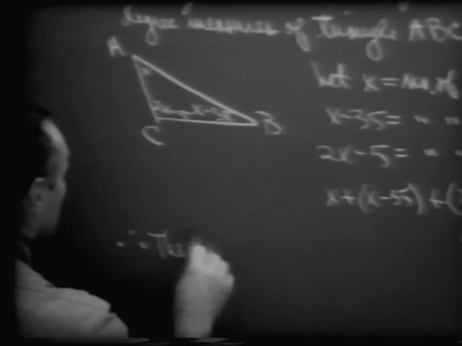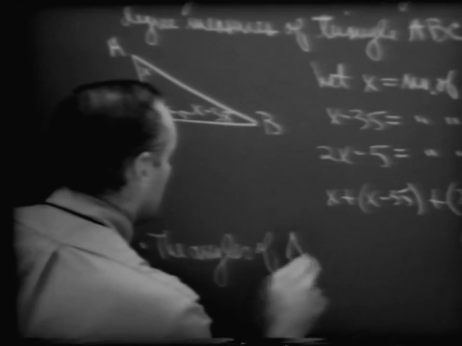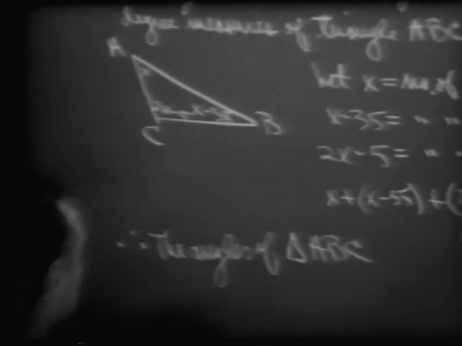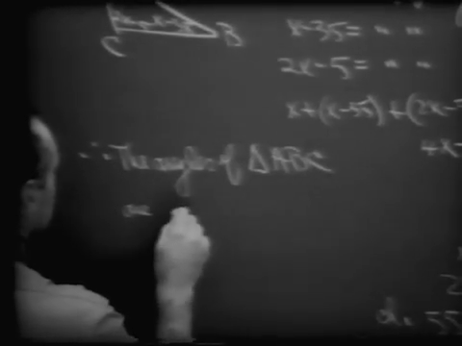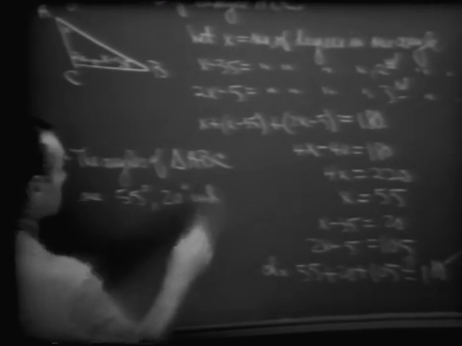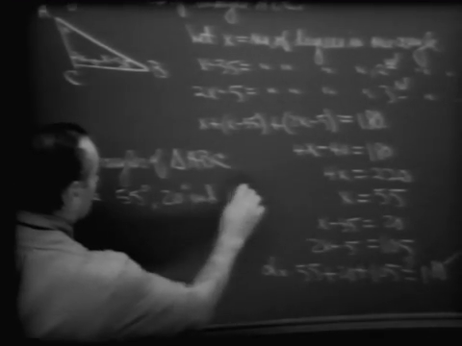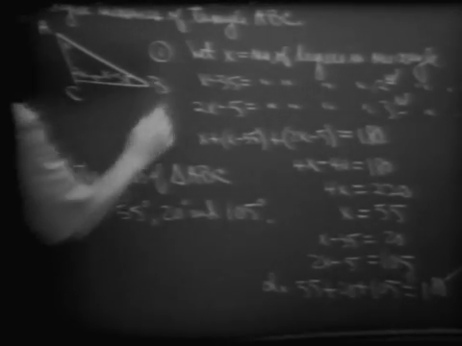Therefore, let's write our conclusion. Let me indicate it over here. The degree measures of the angles of the triangle are, let's put it that way. Well, let me just say the angles of triangle, and let me use this little triangle symbol, ABC. The angles of triangle ABC are equal to what? 55 degrees, 20 degrees, and 105 degrees. Okay?